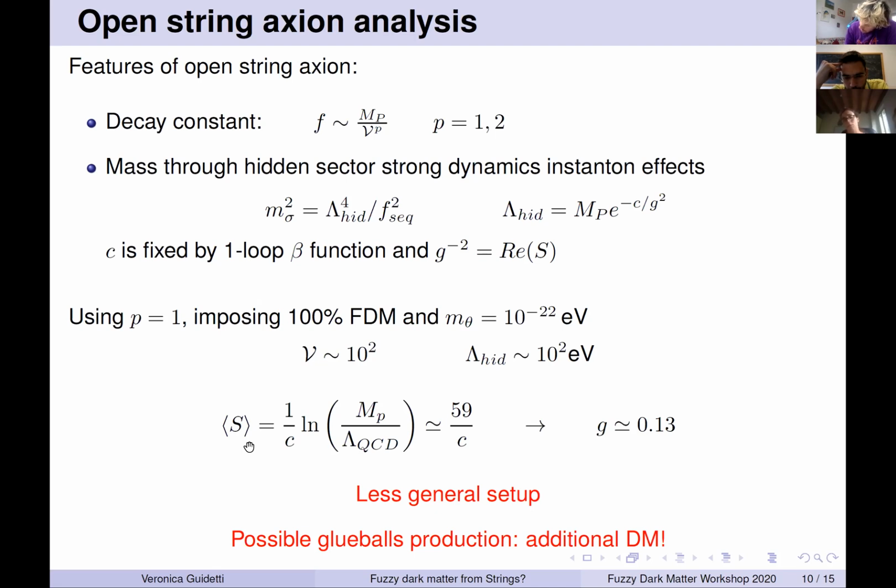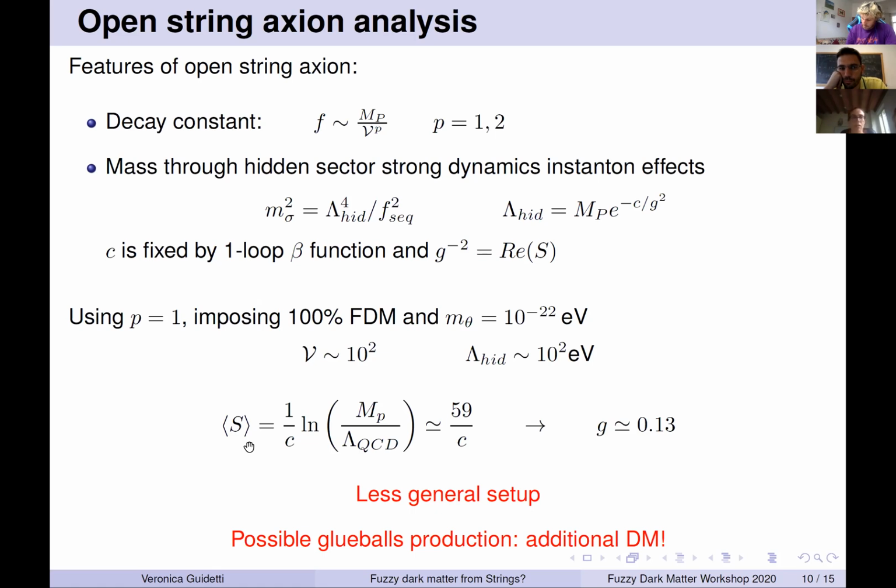The main problem related to this setup is that usually you cannot use this kind of method in order to get ultralight axions. The setup is quite less general than before. And in particular, you have to be careful in assuming that your fuzzy dark matter must represent 100% of dark matter, because here you tend to create blue balls. And so you may have an additional contribution to dark matter. One should compute things properly, but of course you need a specific model. I just wanted to stress a little bit problems that can arise in this context.